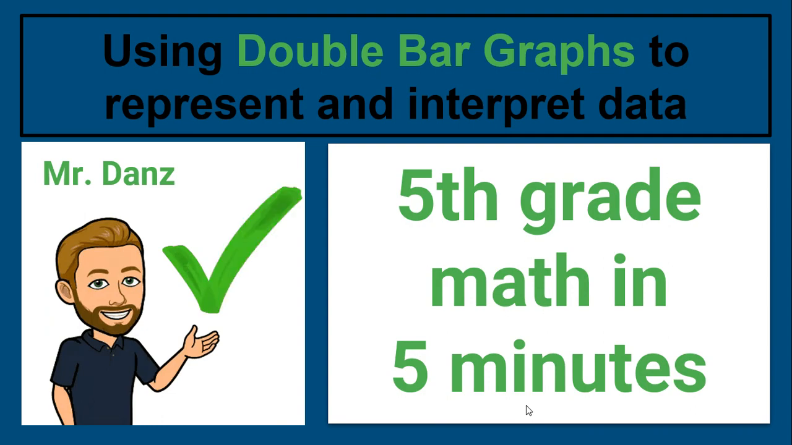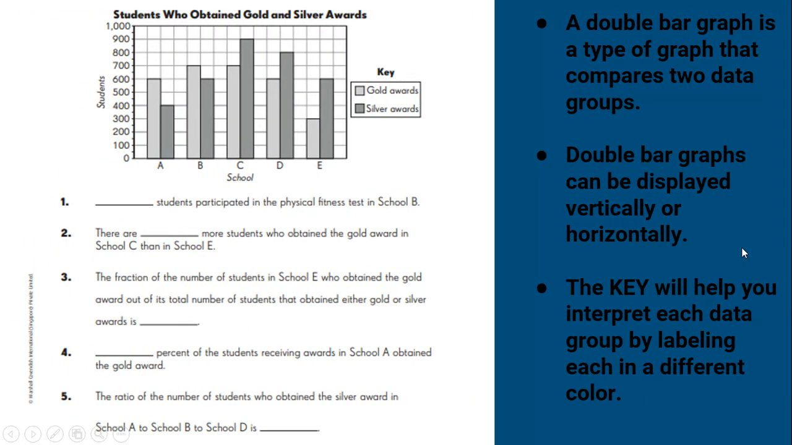Today we're going to learn about double bar graphs. Chances are that you've already learned about bar graphs, and so today we're going to explore what a double bar graph represents. The difference in a double bar graph is that we're actually comparing two data groups. So instead of just seeing one bar under each label, you're going to see two bars. And the purpose of this type of graph is so that we can compare between different data groups.